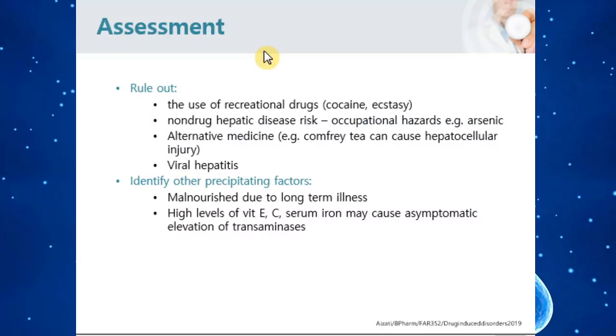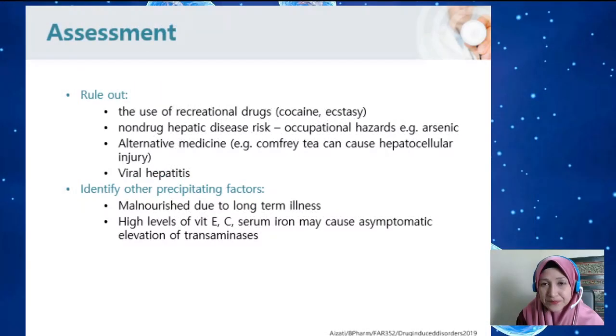So you need to do a drug assessment first when you suspect that your patient is having hepatotoxicity due to a drug. In this case, you might need to rule out any use of recreational drugs like cocaine or ecstasy, which might also cause some level of hepatic injury or hepatotoxicity. And also assess exposure to non-drug causes which can also cause hepatic injury, like occupational hazards.